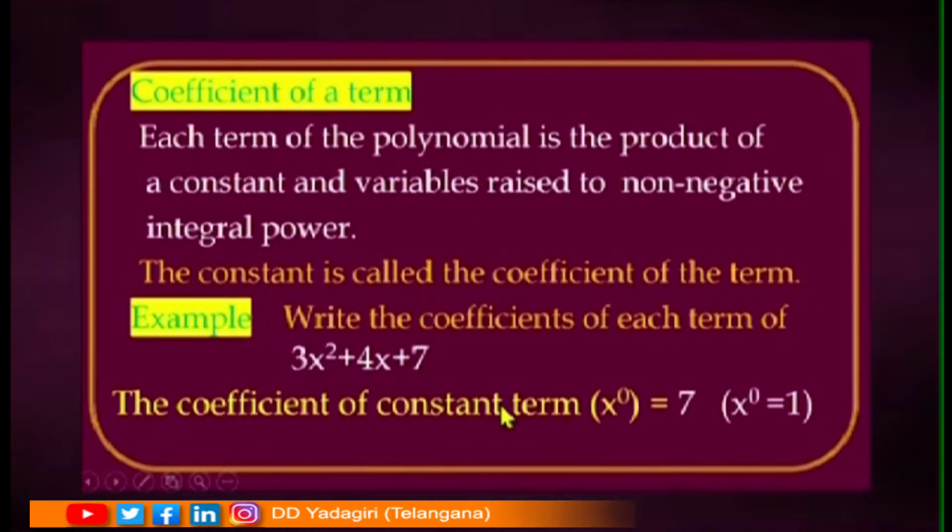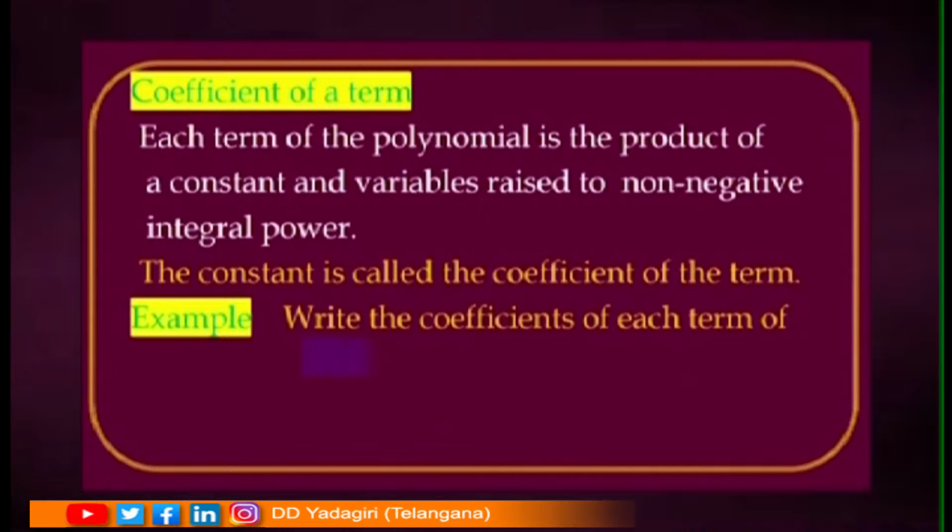For the constant term, you can write x to the power of 0, times 7. The value of x to the power of 0, we know, is equal to 1. So the coefficient of the constant term is 7. So we can say the constant term is 7. Take another example here. Try to find the coefficients of each of the terms. The first one is 5p minus root 3, and the second is pi t square minus 3t plus 5. Just try to find the coefficient of each of the terms of the following expressions.